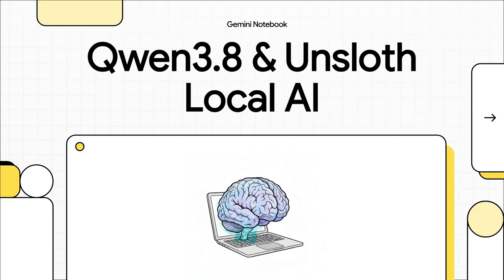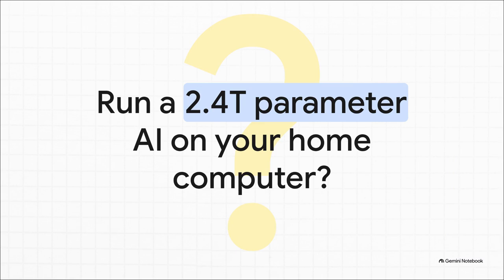We're going to see how the brand new Qwen 3.8 family, teamed up with just an incredible breakthrough from Unsloth, is fundamentally rewriting the rules of what your personal computer can actually do. I mean, it sounds completely ridiculous, right? Can you run a 2.4 trillion parameter AI on your home computer? Just think about the sheer scale of that for a second.